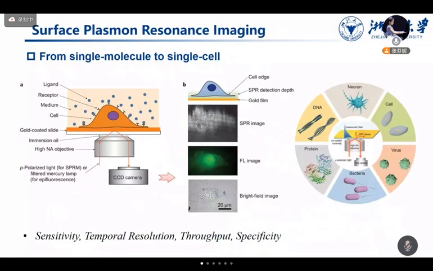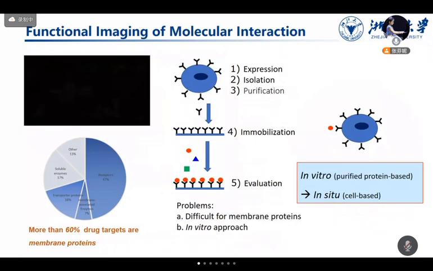So with this method, we have already achieved single molecule and single cell imaging. We can do single protein interaction with the surface, and also see single cell signal transduction. We already see the action potential in neuron cells, how it propagates along a single axon. And today I will introduce one typical application we have been using with our SPR microscope, which is molecular detection on the cell surface.